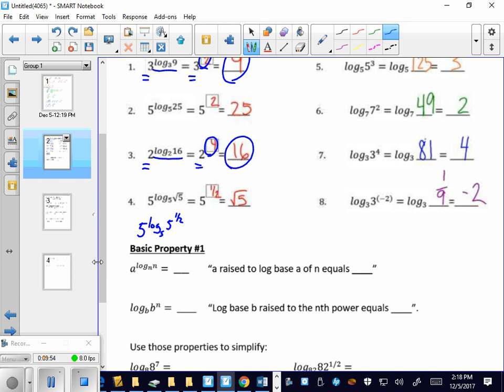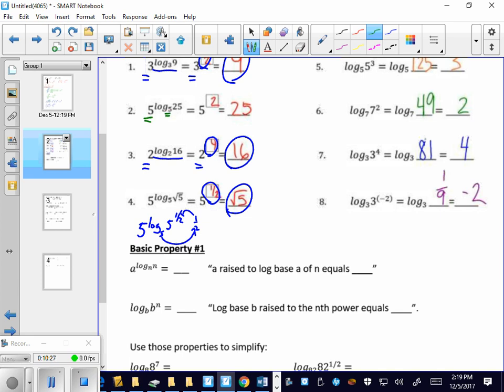So this is saying 5 to what is going to give me 5 to the 1/2? Well, 5 raised to something has to give me 5 raised to the 1/2, so that has to be 1/2, which is where that 1/2 right there comes from. So 5 to the 1/2, which is the 1/2 power, is a square root, we write as the square root of 5.